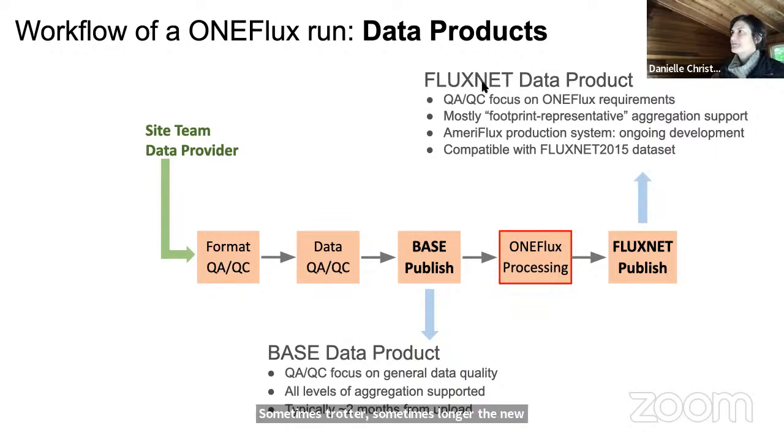The new AmeriFlux FLUXNET data product is the new product we have put out that's compliant with, or compatible with, the FLUXNET2015 data set. We've started our first round of processing last summer and are looking to hopefully get many of you through that pipeline as soon as possible. And this focuses on the representative data from the site here. And most of the QA/QC that's done is focused on the requirements for the processing.